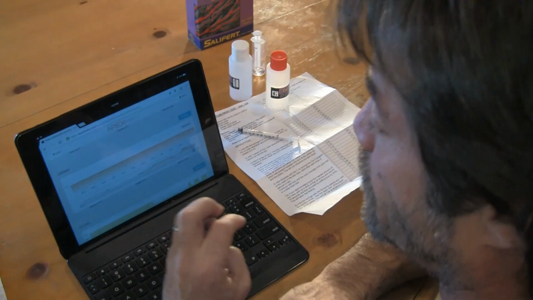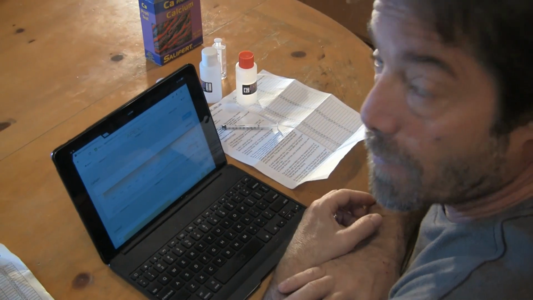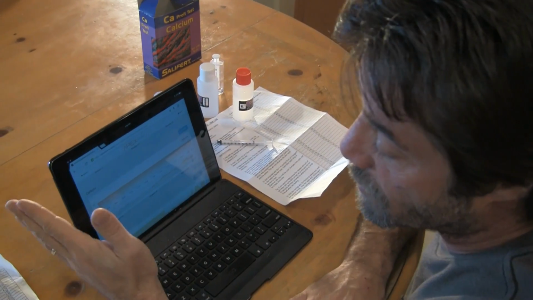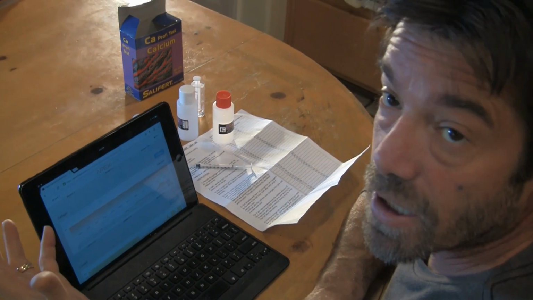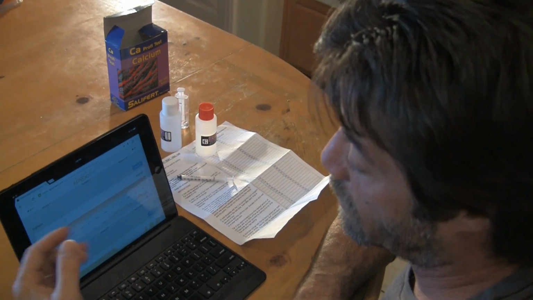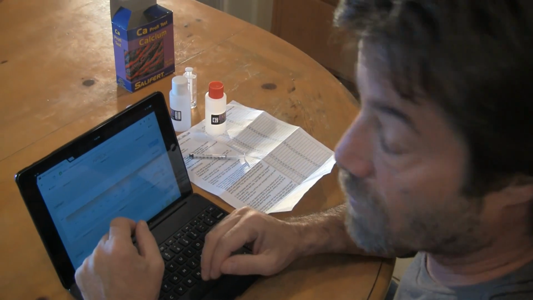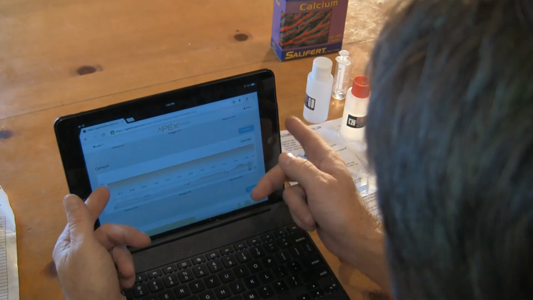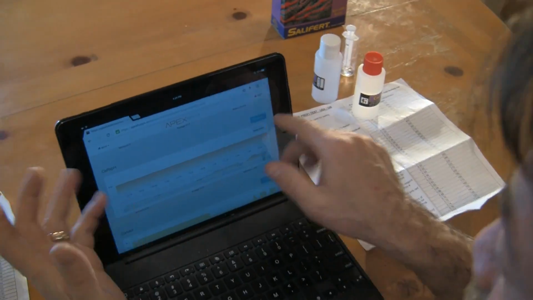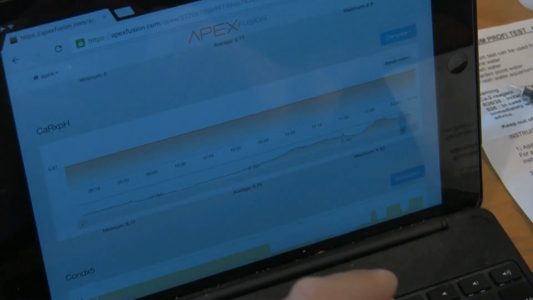And you're reading this stuff via the Apex system? Correct. There is a probe inside of the calcium reactor that continually monitors the pH, and of course the Apex logs that information and provides me a nice little graph. So what I've done here is sectioned off basically from this morning to this afternoon, and we're looking at 1 or 2 lines of information.